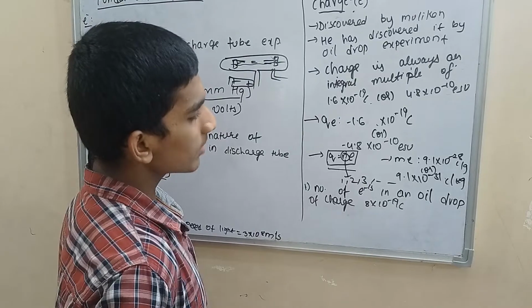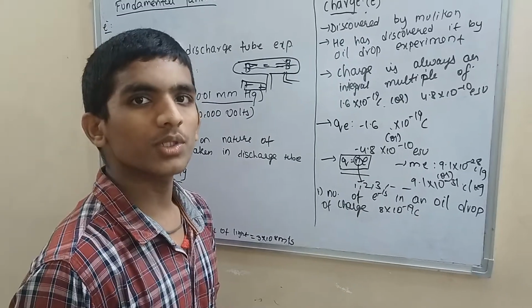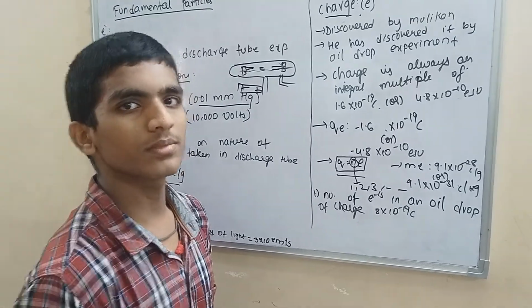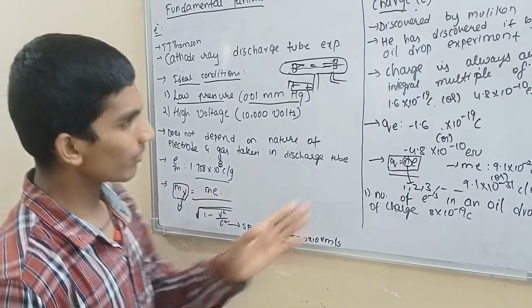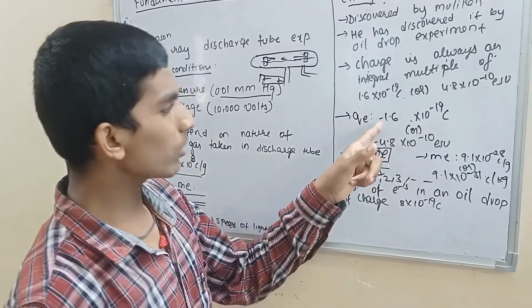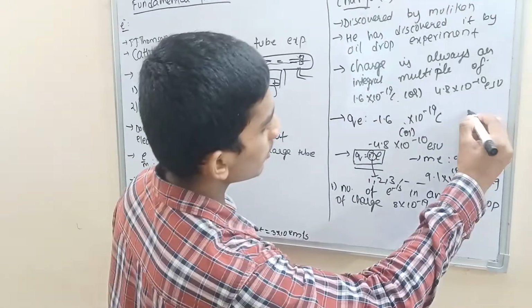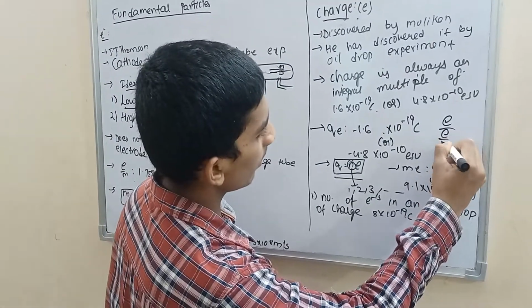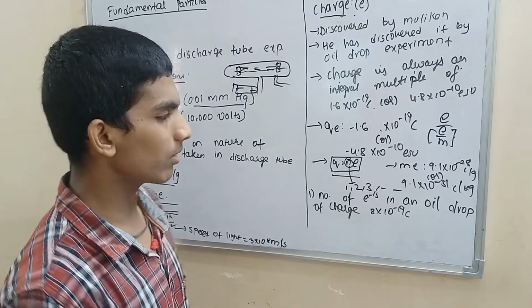What is the mass of electron? 9.1 × 10^-28 grams. If you remember the E by M ratio and the charge of the electron, don't consider the negative sign while calculating mass. We can simply do E by M. This is not a matter to remember; we can remember the small values.